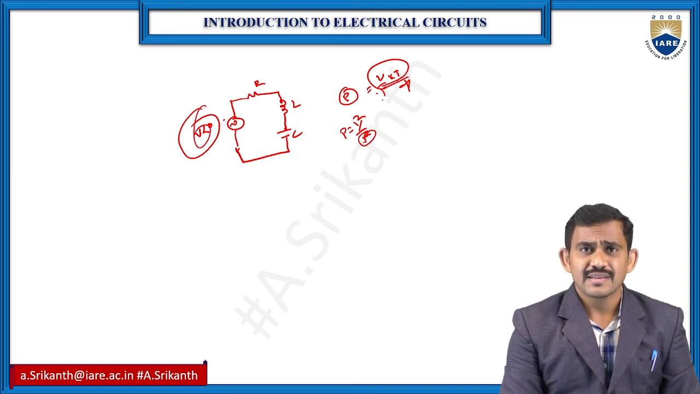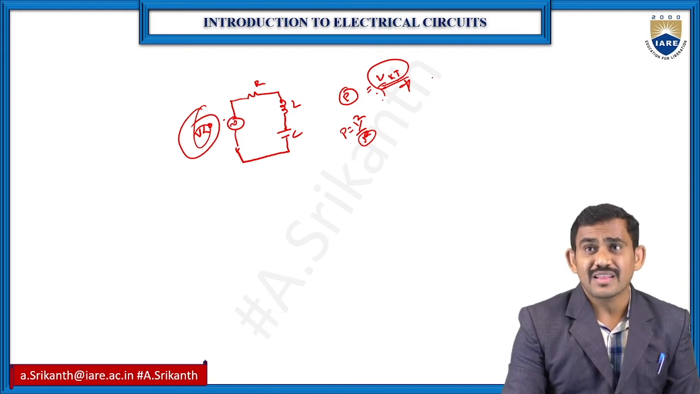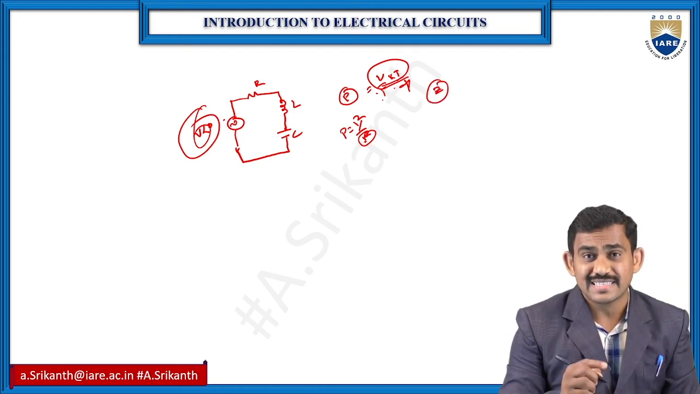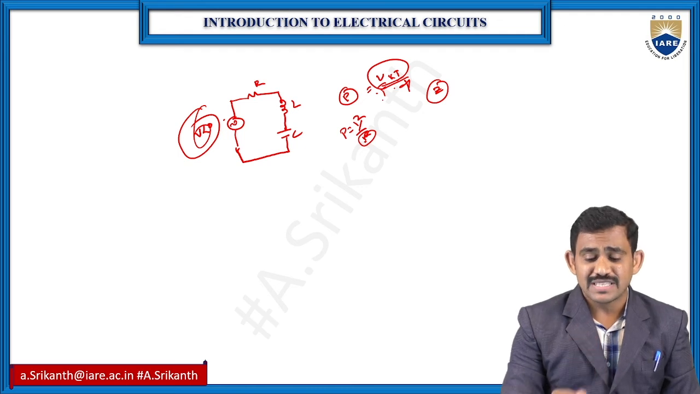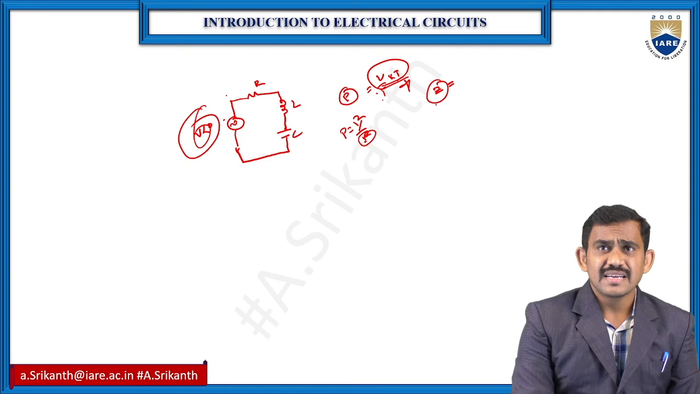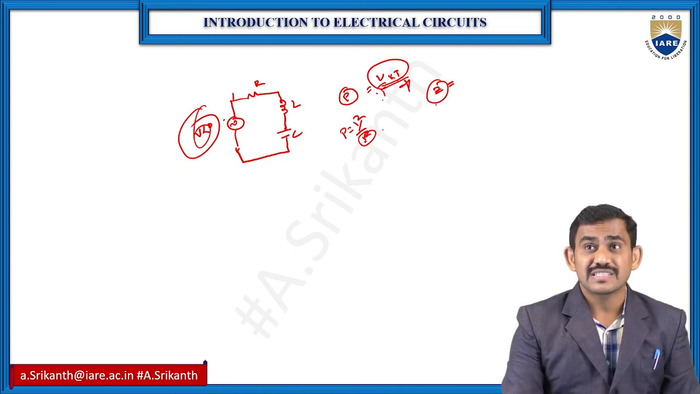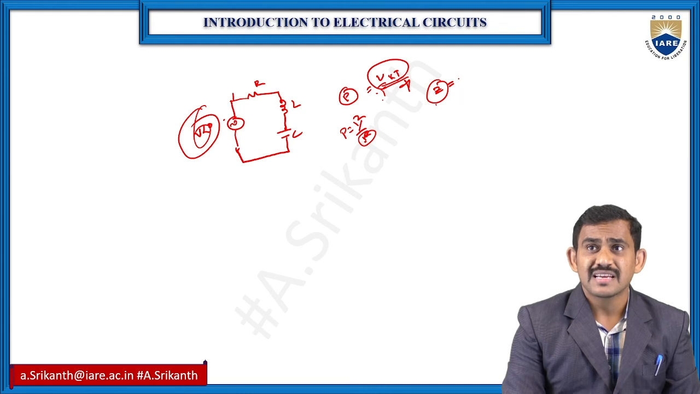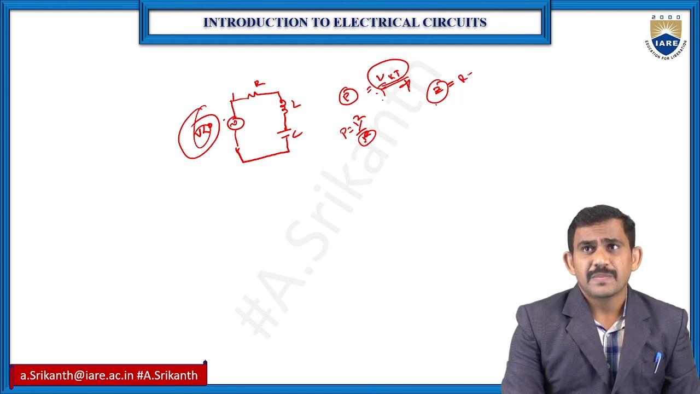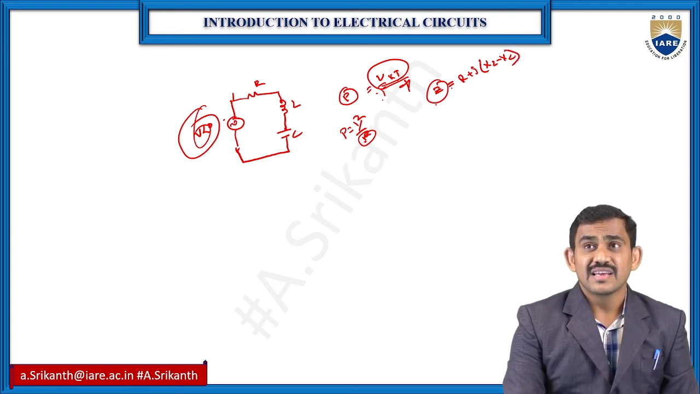What is R here? For a DC circuit we have the R value, but for an AC circuit we have an impedance value. Here R, L, C, all three are connected in series. So what is your impedance value? Your impedance value is R plus j(XL minus XC). I know the R value, but I don't know XL and XC.